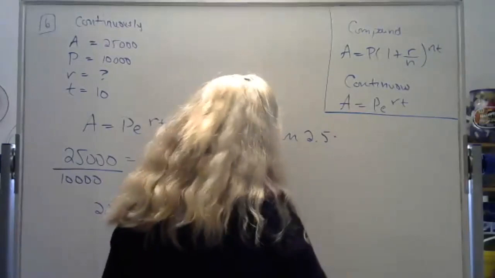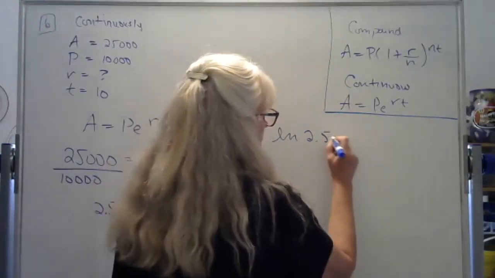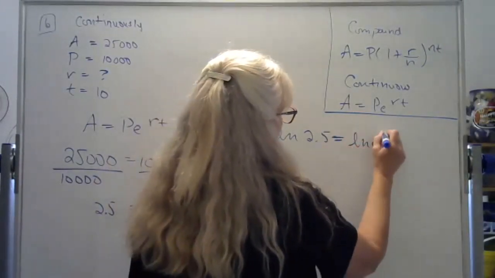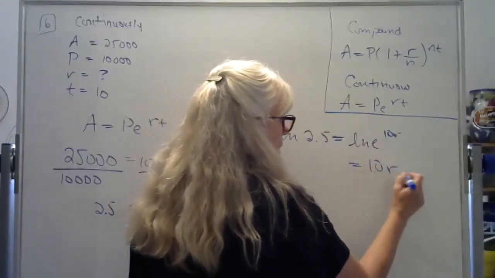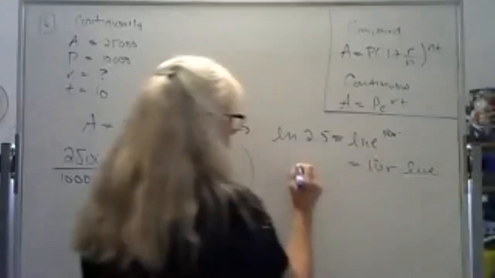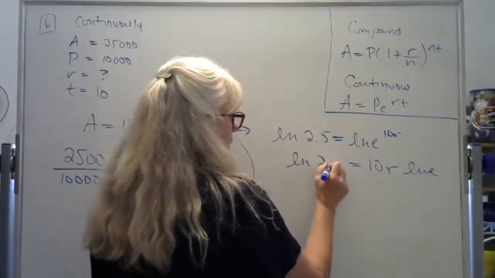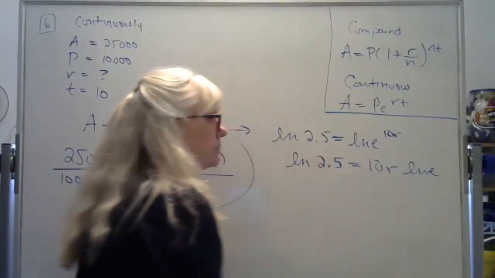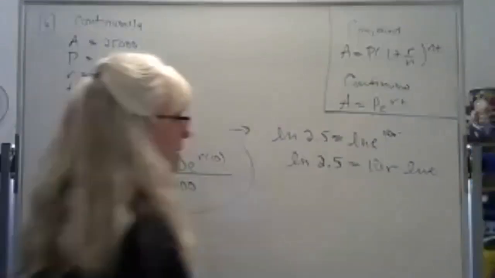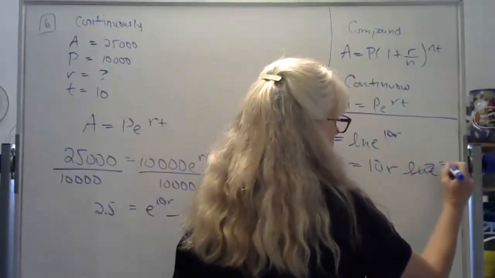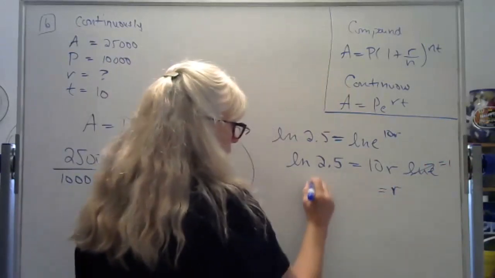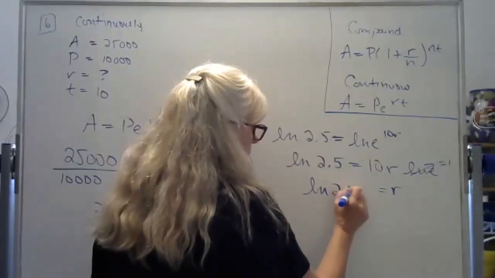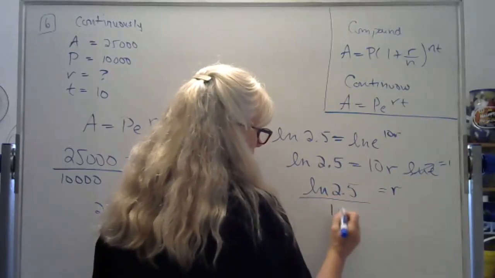I'm not sure I should be skipping steps, so I'm just going to write the natural log of e to the 10r. So again, on the right side, that lets you bring the 10r out in front times the natural log of e. And the advantage to that is that the natural log of e is equal to 1 and disappears. So r is going to be equal to the natural log of 2.5 divided by 10.